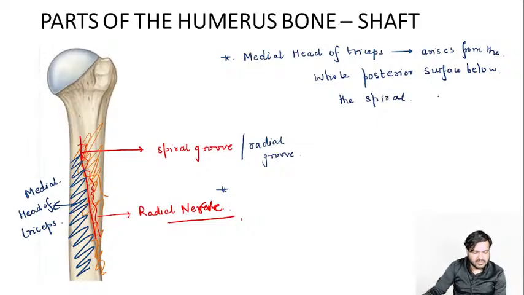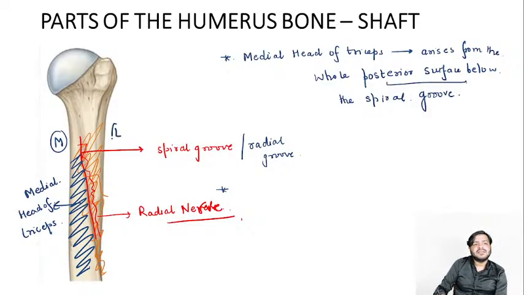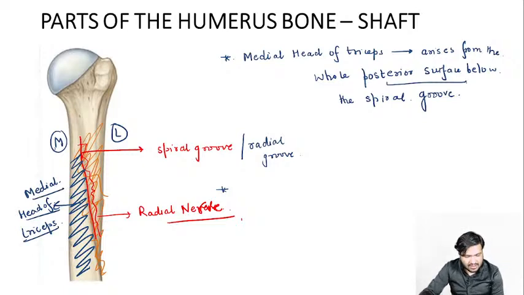There are three heads, it's already clear. Shivani, Sonu, Siddhi, Rimsha, okay, but I just want the names, guys. So it is arising from the whole posterior surface below the spiral groove. You can see the spiral groove is here, the posterior surface is here, between the medial and the lateral border. Because this is the medial border, the medial head of the triceps muscle arises from here.